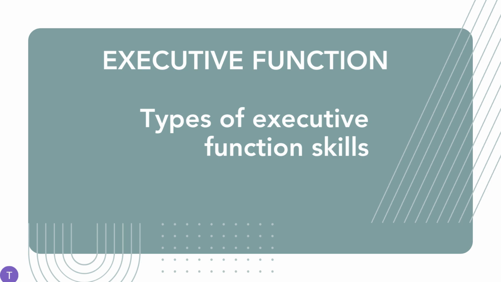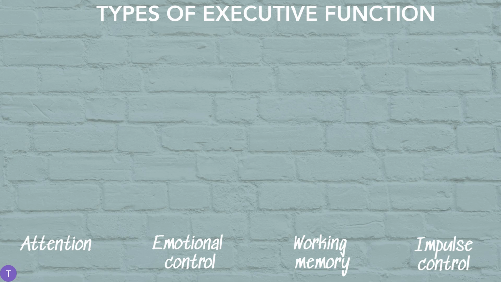Now, there are many different models. Some of them say there are 13 executive function skills, some say there are 7, some break them down just into 3 broad categories. What I'm going to do is take you through the 9 that I think are most important for school-age children. So executive function skills work in a loose hierarchy.